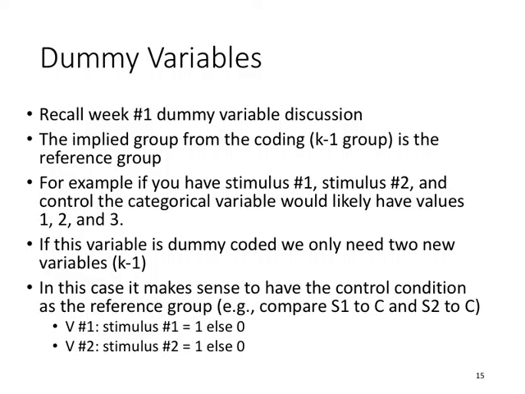And so just a little bit more about dummy variables. Think back to week 1 when we talked about dummy variables. And we have this implied group, because if we have a nominal variable that has k groups, we're going to create k minus 1 dummy variables, right? And the group that's left out is what we call the implied group.